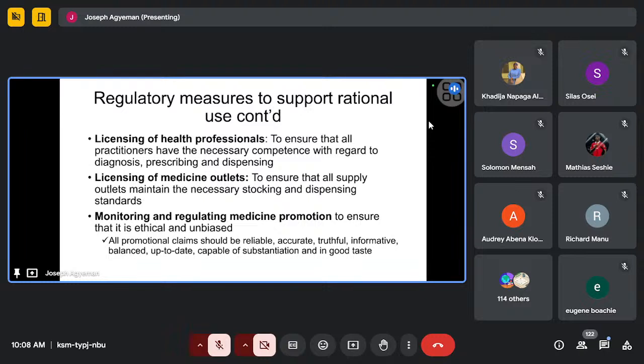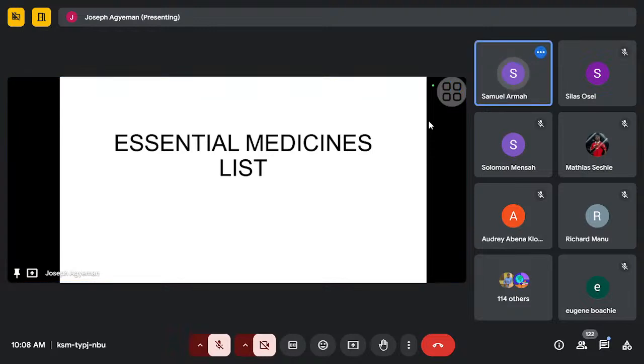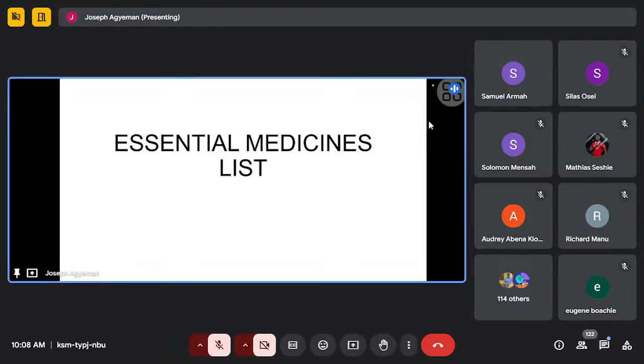Once you know that they will come around, you do the right thing. You'll be there. Once you are there, rational use of medicines is assured. So these are all examples of regulatory strategies that can be used to support rational use of medicines. Now, specifically, let's look at these two strategies.